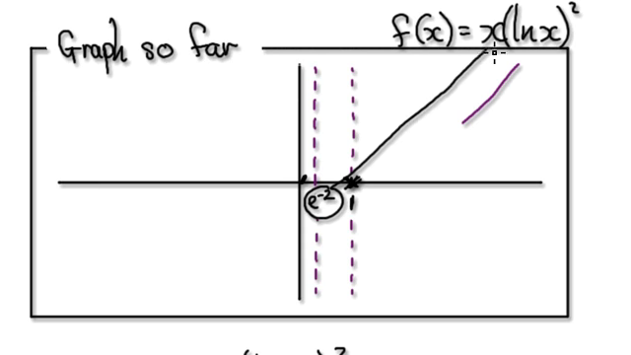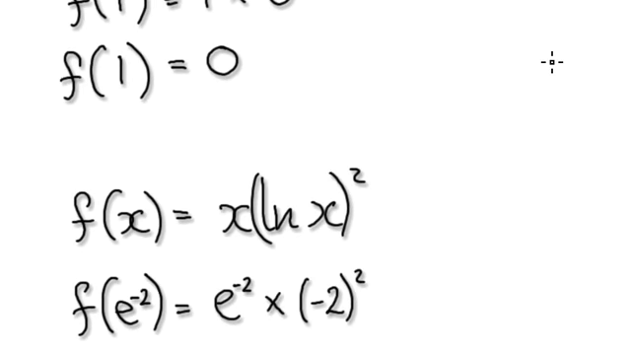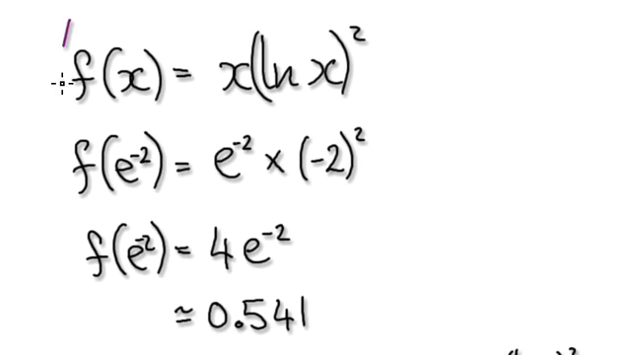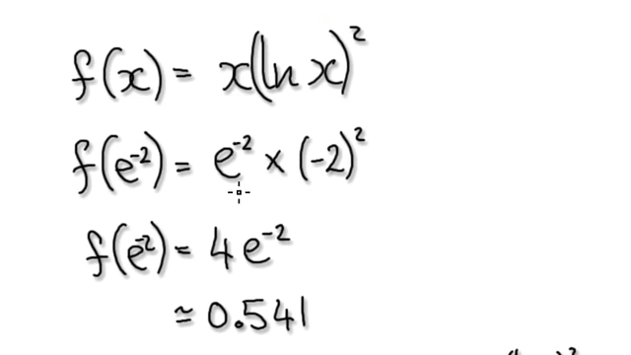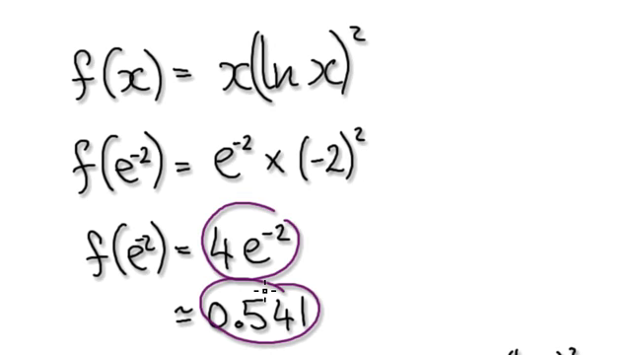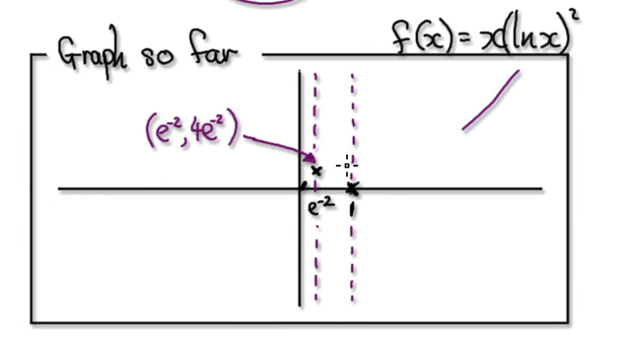Now let's put e to the power of -2 into our original function. That gives us this, which approximates to this. So what that means is that the gradient will be 0 dead on here, and dead on here.